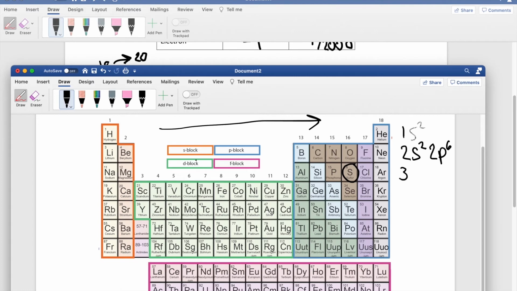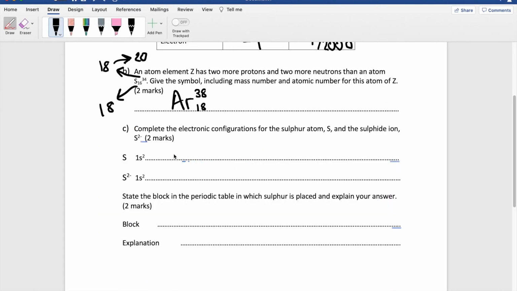Then moving on to the 3rd row, we've got our 3s2 also full. So we've got to list 3s2, and it's only 1, 2, 3, 4 electrons until we reach sulfur. So here you'd write 3p, but because it's not full, it's only needing 4 to reach sulfur, you'd write 3p4. So your answer would just be this.